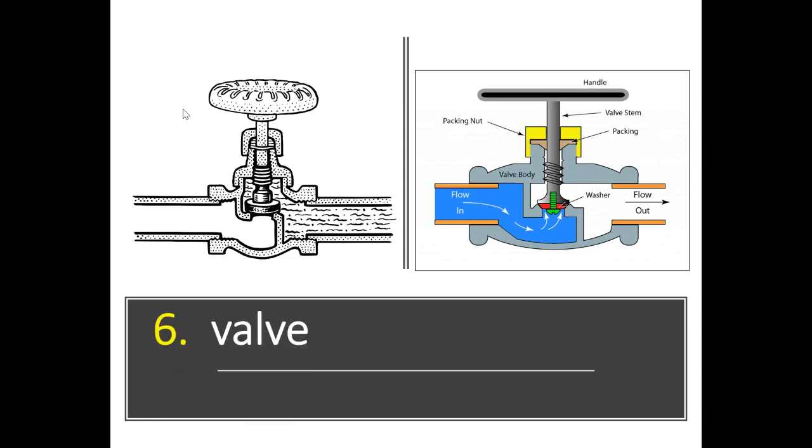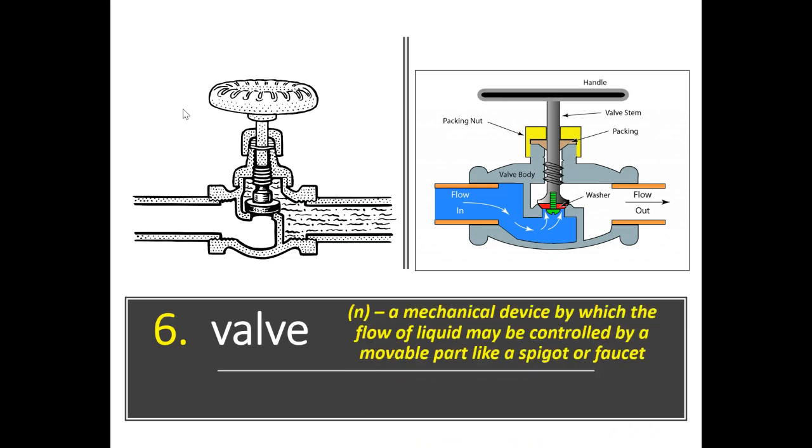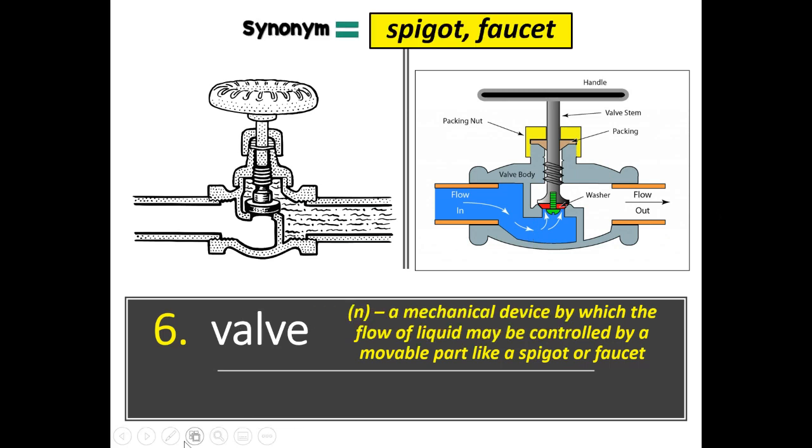Well, they both show a valve, V-A-L-V-E, valve. What is a valve? It's a noun, a mechanical device by which the flow of liquid may be controlled by a movable part like a spigot or faucet. So there's a little valve here that's keeping the water from going to the next part of the pipes. So valve. A synonym, you could just say spigot or faucet.